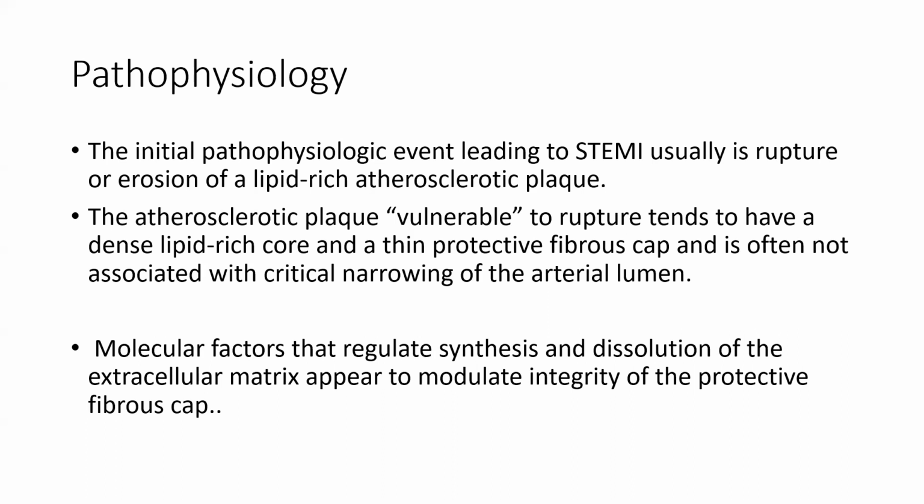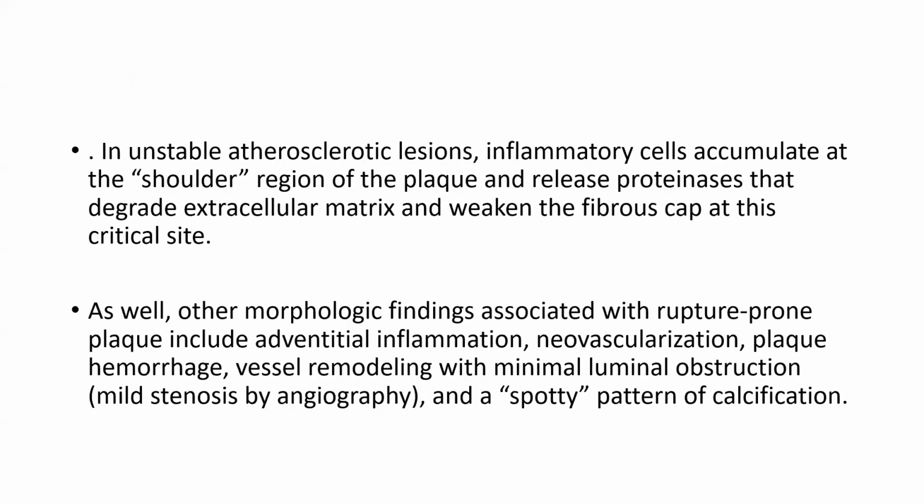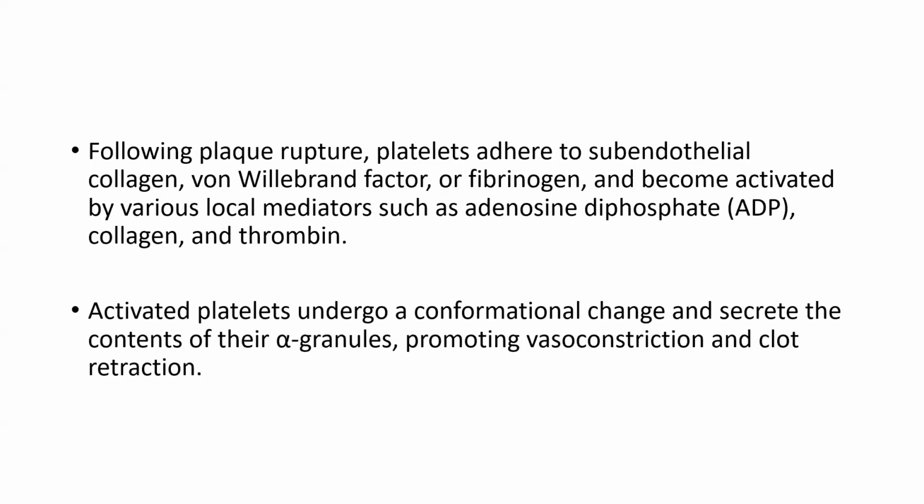The molecular factors that regulate synthesis and dissolution of the extracellular matrix appear to modulate the integrity of the protective fibrous cap. In unstable atherosclerotic lesions, inflammatory cells accumulate at the shoulder region of the plaque and release proteinases that degrade the extracellular matrix and weaken the fibrous cap at this critical site. As well, other morphological findings associated with the rupture-prone plaque include adventitial inflammation, neovascularization, plaque hemorrhage, vessel remodeling with minimal luminal obstruction, and spotty pattern of calcification.